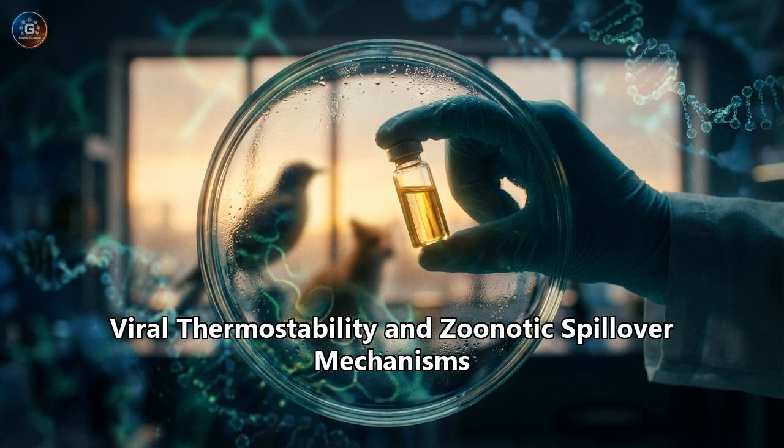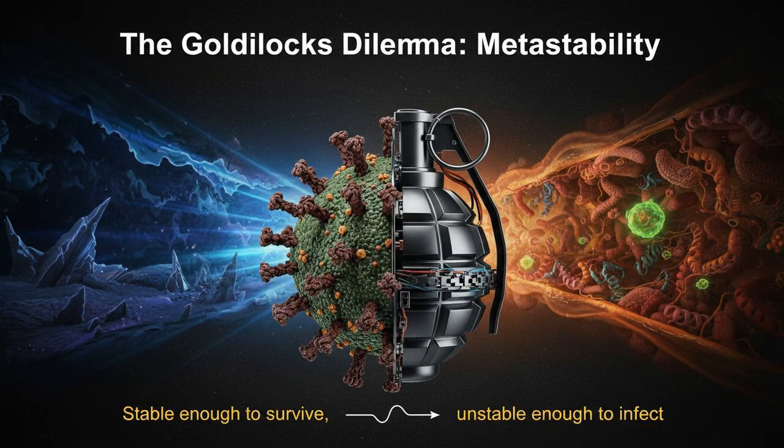Today on Fun Facts Online, we are looking at the physics of pandemics, specifically the concept of viral thermostability, and how the thermal dynamics of a bat's flight or a human's fever determine the fate of a spillover event. This is not just about biology. This is about the thermodynamics of contagion. To understand how a virus jumps from a bat or a bird into a human, we first have to understand the physical paradox of being a virus.